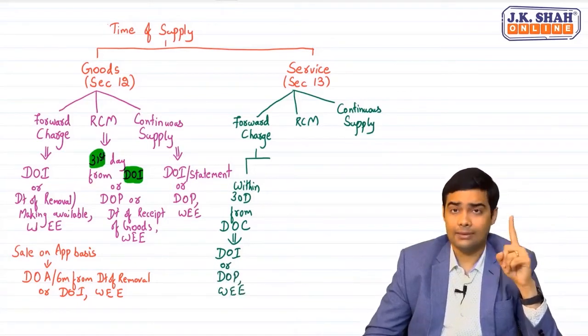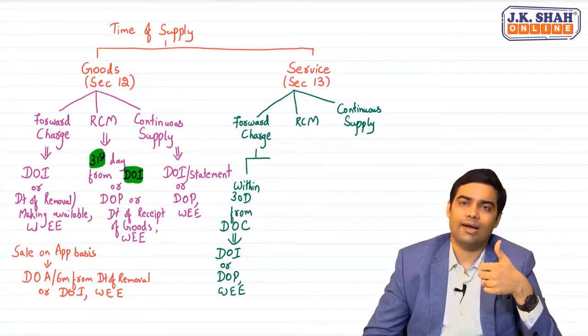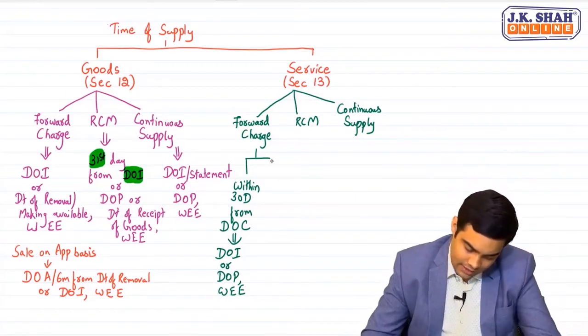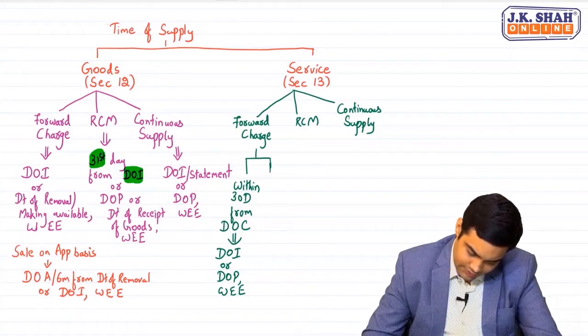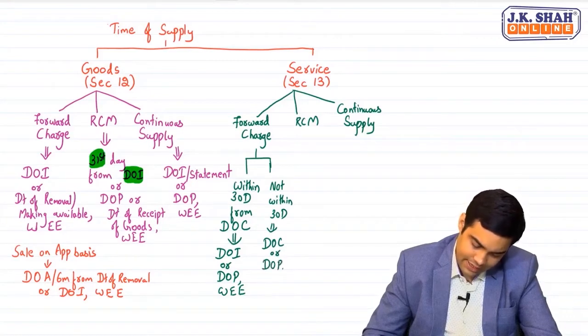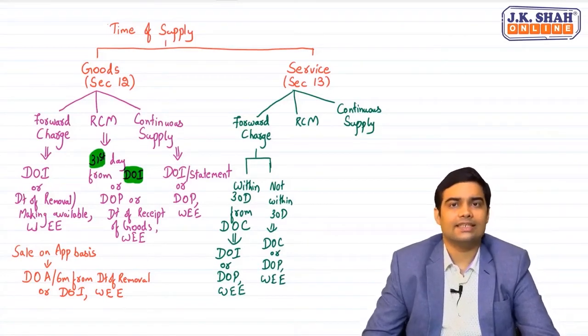Now, remember one thing, this 30 days is replaced by 45 days in case of banks, financial institutions and insurance company. If it is not issued within 30 days, then the law would use completion date, compare it with payment date, and that would be the time of supply. Again, remember one thing, if there are part payments, then there would be multiple time of supply.